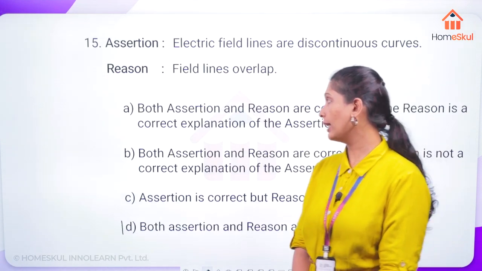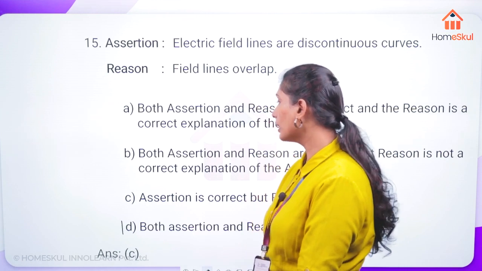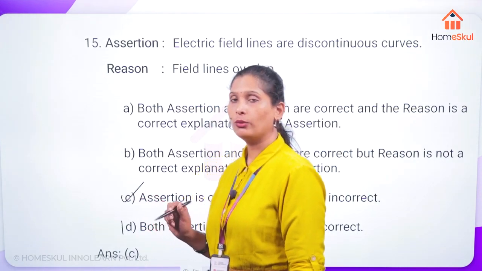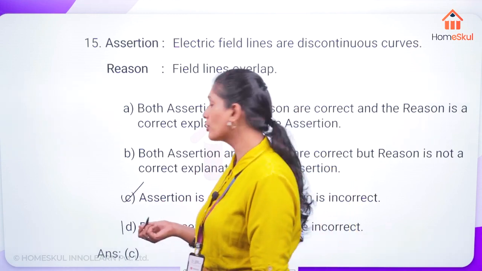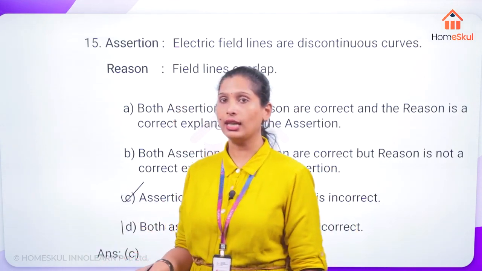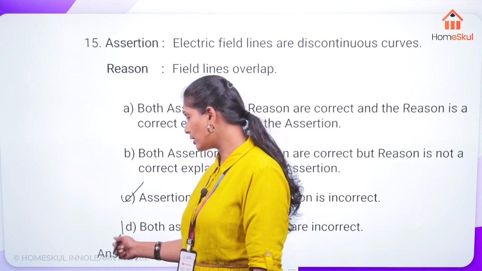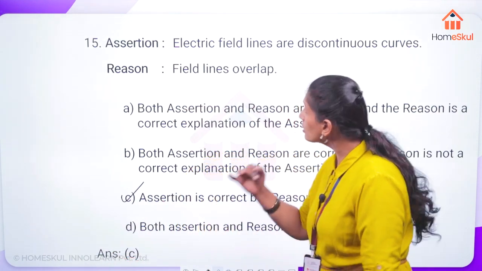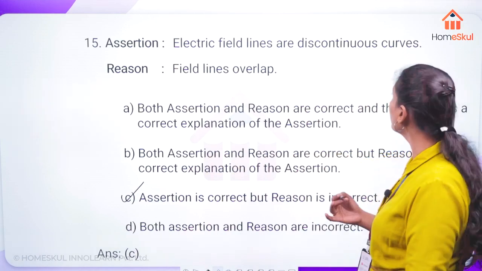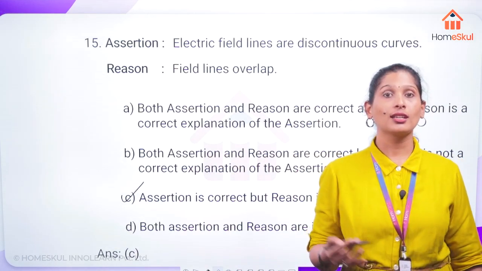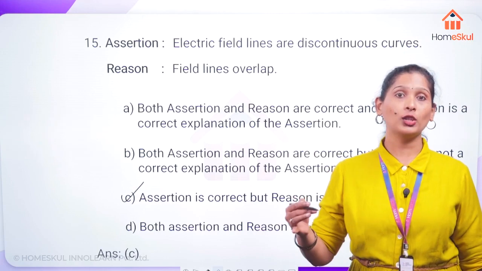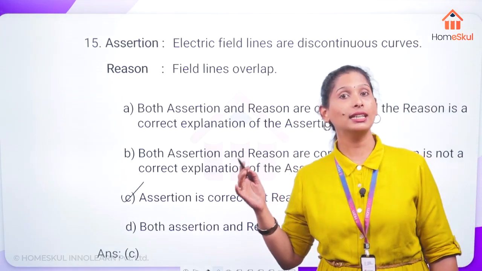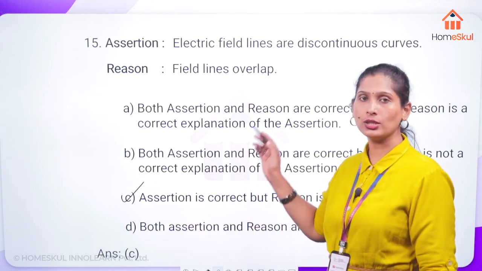Okay, then Nasrin, I'm sorry, the answer is C. Even with Trisha, Richa, Jarsha, everyone giving the same option D, I would say sorry to you people, because the answer is C. Because the assertion is correct. Electric field lines are discontinuous curves. Magnetic field lines are continuous curves, but electric field lines are discontinuous curves. They are not forming any continuity.